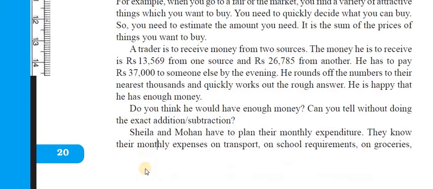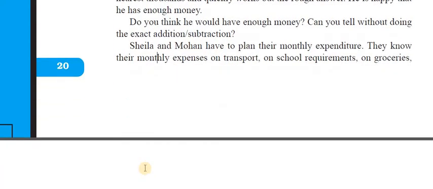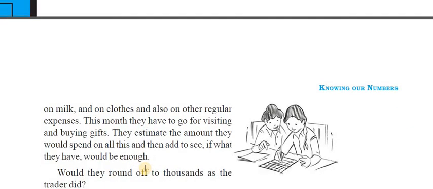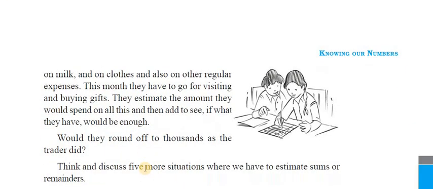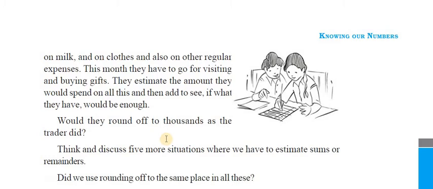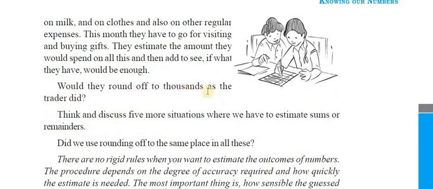And he is giving one more example here. Sheila and Mohan have to plan their monthly expenditure. They know their monthly expenses on transport, school requirements, groceries, milk and clothes, and also on other regular expenses. This month they have to go visiting and buying gifts. They estimate the amount they would spend on all this and then add to see if what they have would be enough. Would they round off to thousands as the trader did?